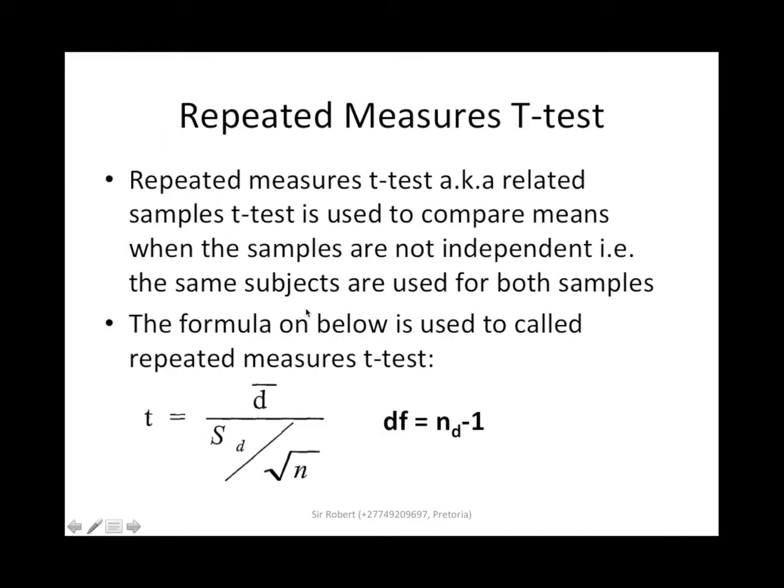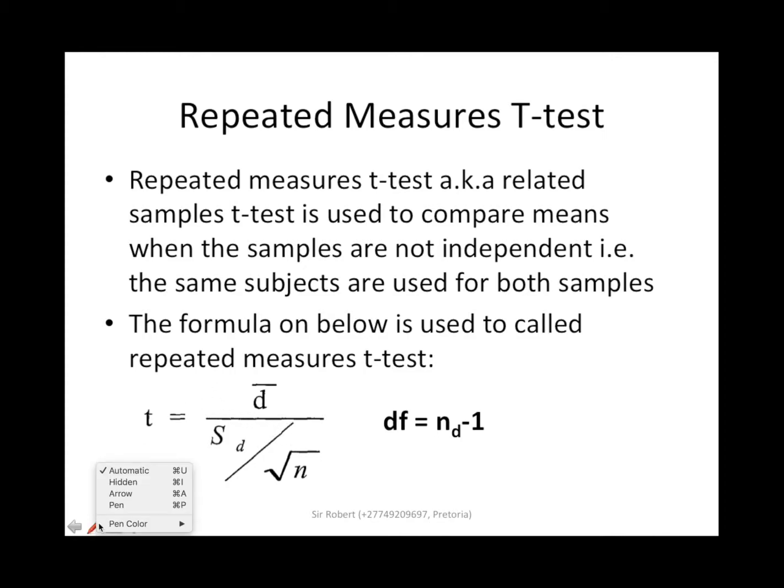So the third part is the repeated measures test. Repeated measures test, also known as related samples t-test, is used to compare means when the samples are not independent, i.e. the same subjects are used for both samples. The formula below is used to solve the repeated measures test. That was just a typo error.